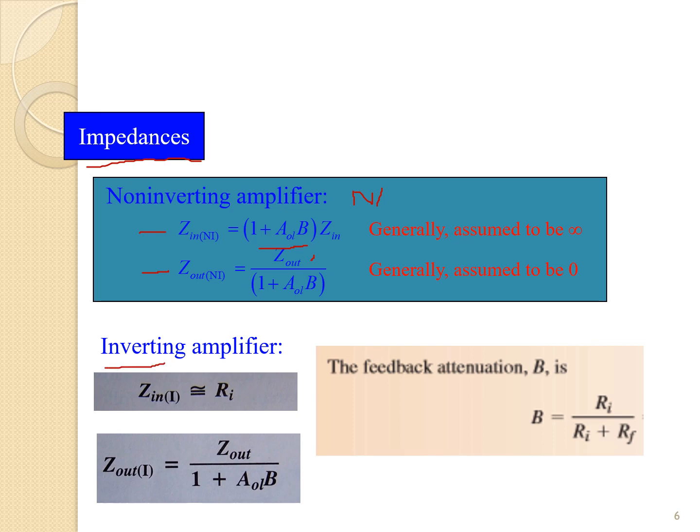Inverting amplifier. Zin inverting is approximately equal to Ri. Zout inverting is equal to Zout over 1 plus AOL B, where B is the feedback attenuation, where B is equal to Ri over Ri plus Rf.